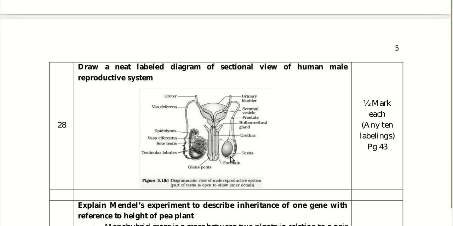So which is the common opening, that is the urethral opening, the urethra tube is there. Then the bulbourethral gland, prostate gland, seminal vesicles, urinary bladder. All these labelings have to be done. On one side of it, you are showing the epididymis, vasa efferentia, rete testis, testicular lobules.